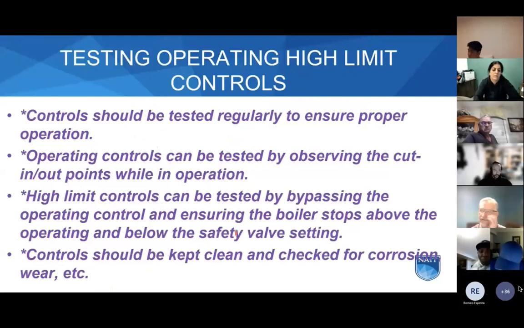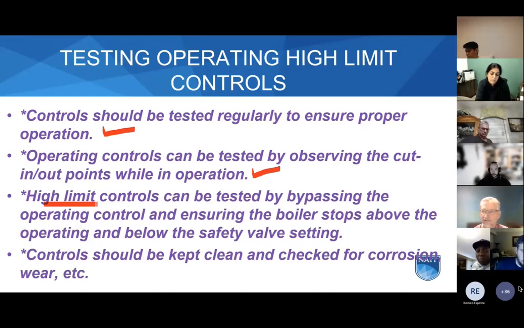Testing of these controls: operating and high limit controls are tested regularly to ensure proper operation. Generally, a startup procedure will include testing of the different interlocks. You'll start up a part of a system, you'll shut something down. You'll start up two more parts of the system, you'll shut something else down. And when you're doing the testing, you observe the cut in and cut out points.